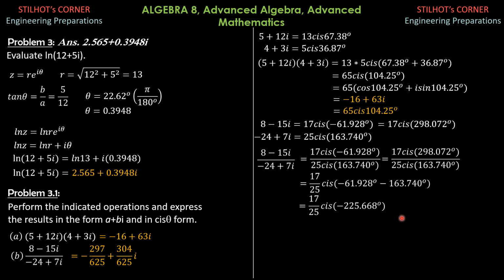That's the first. And the second one is 17 over 25 cis of 298.072 degrees minus 163.74 degrees, if you want the other value. So that's 134.332 degrees. However, these two values will give us the same answers or values of the following. So that's the first.